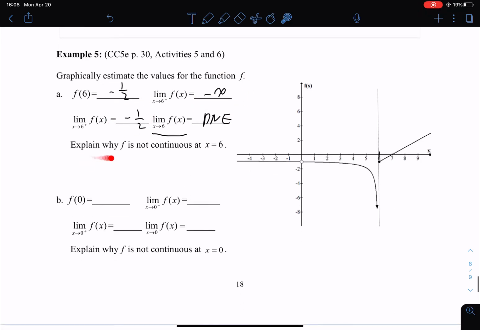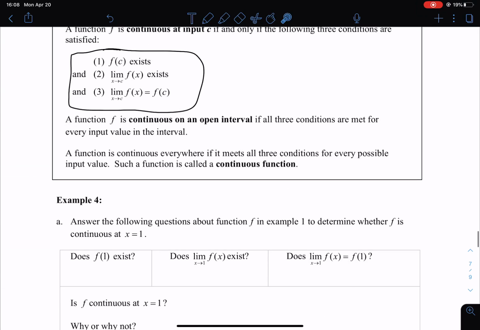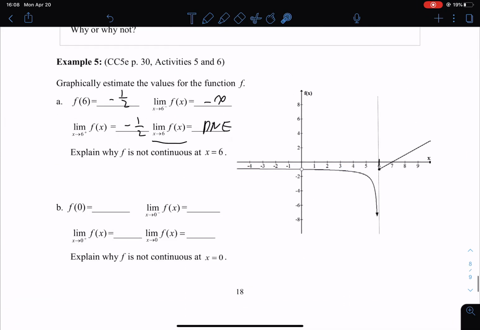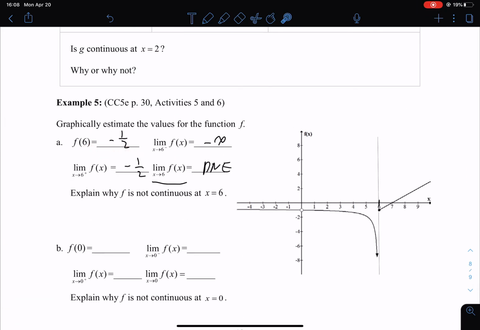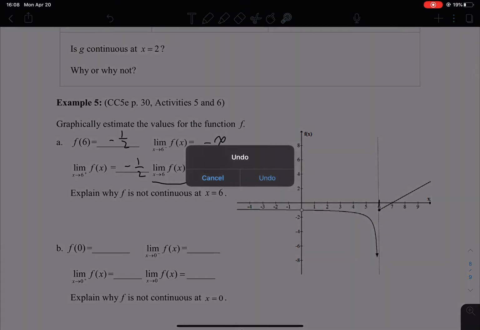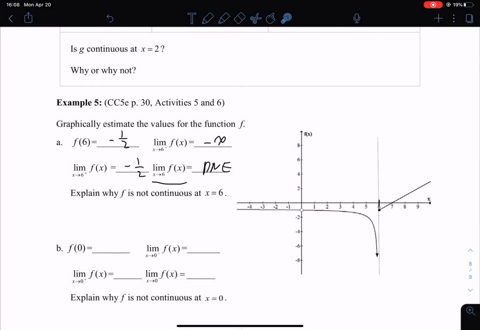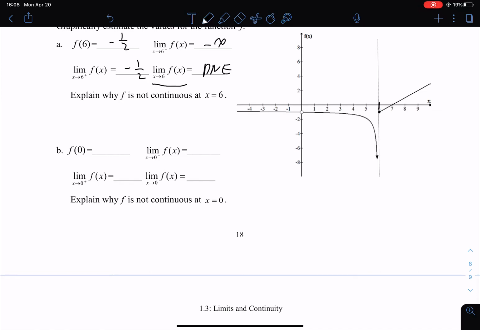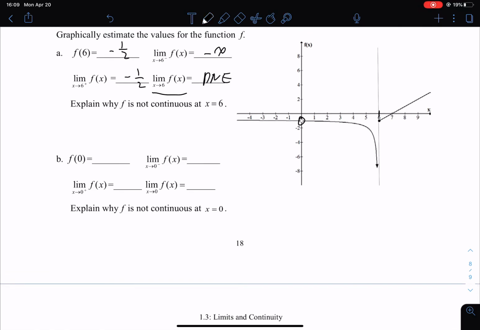And then this one asks you why the function is not continuous at 6. For the continuity, we have to check the three conditions. The first one, the function value exists, right? Because this is the function value. Second, we have to check the limit. This one does not exist. The second condition is not satisfied. So the function is not continuous at 6. The next one, f of 0. For f of 0, you can see here we have only a hole. Then it's just undefined.